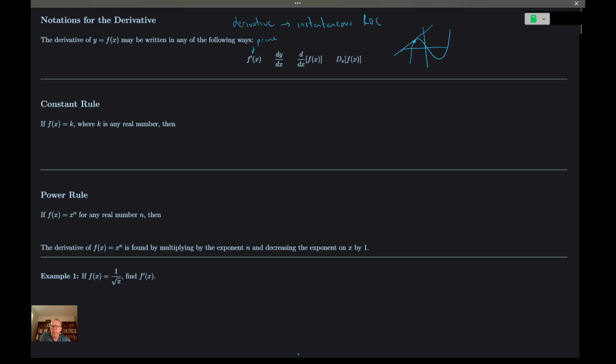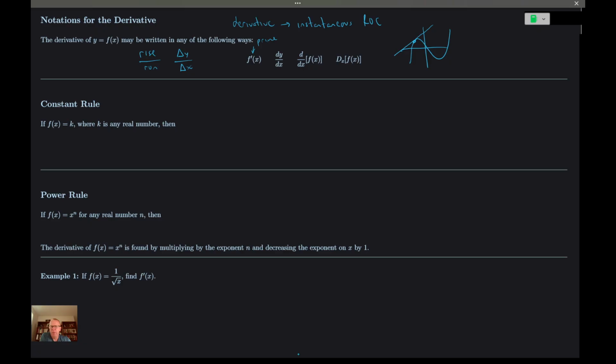Another common way is to write dy over dx. This is just referring to the change in y over the change in x, which goes back to slope. Remember from algebra, the slope is measured as rise over run, or measured as the change in y over the change in x. We use this d. This is referring to the instantaneous rate, whereas this change in y could be over any particular interval.